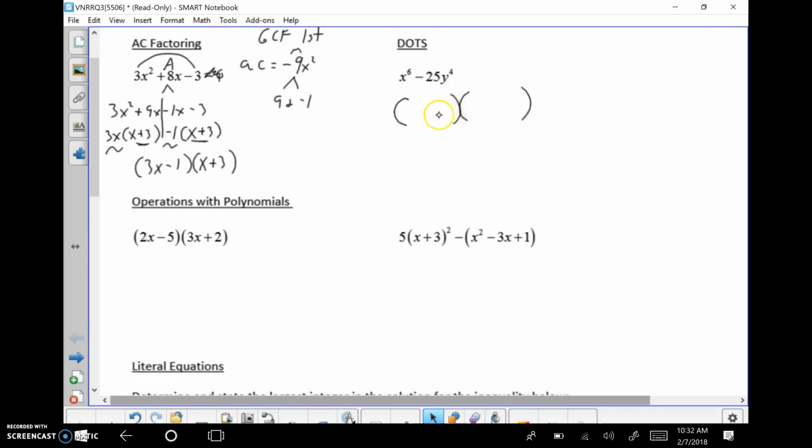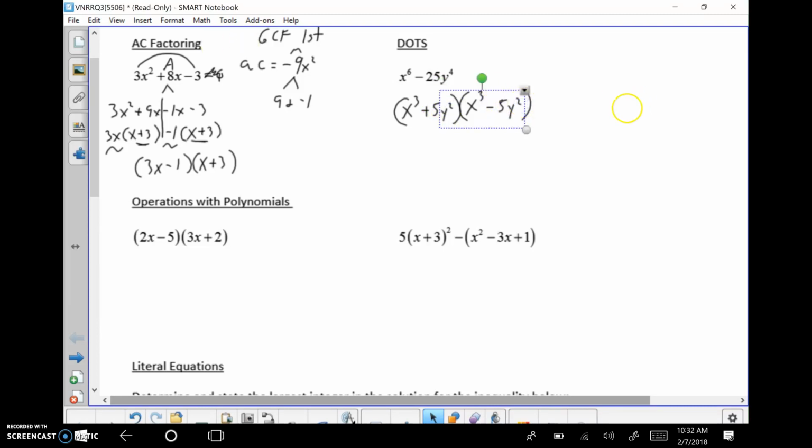And DOTS is kind of a pattern concept where it's always one plus in the middle, one minus in the middle. When it comes to the variables, you cut the exponents in half. So this would be x to the third, x to the third. And the other piece, variables cut in half, so it's going to be y squared. But the square terms, we do the square root of them. And so that would be 5y squared and 5y squared.